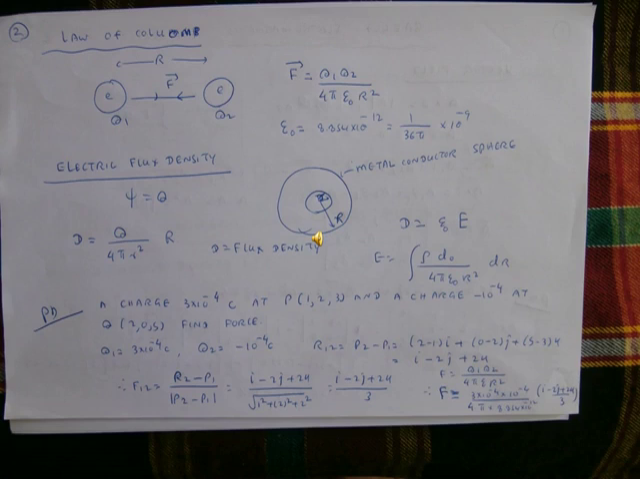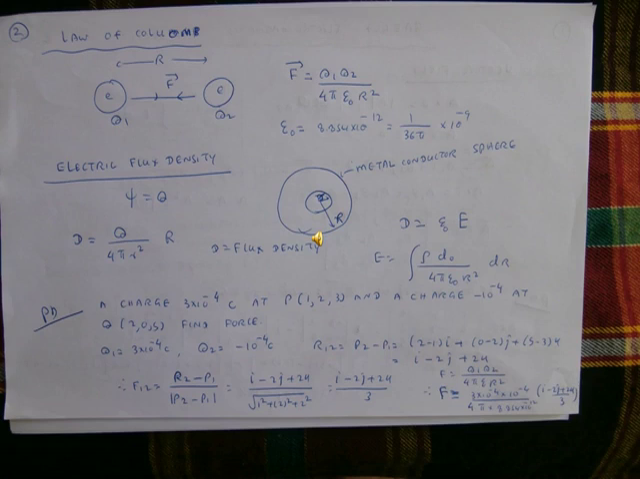R12 is P2 minus P1. So that will be 2 minus 1 i plus 0 minus 2 j plus 5 minus 3 k. So that will be i minus 2j plus 2k. So the F12 direction is P2 minus P1 divided by the magnitude of P2 minus P1. So this is the P2 vector minus P1 vector divided by the magnitude of P2 vector minus P1 vector. Therefore P2 minus P1 is the R12 vector, which is i minus 2j plus 2k.